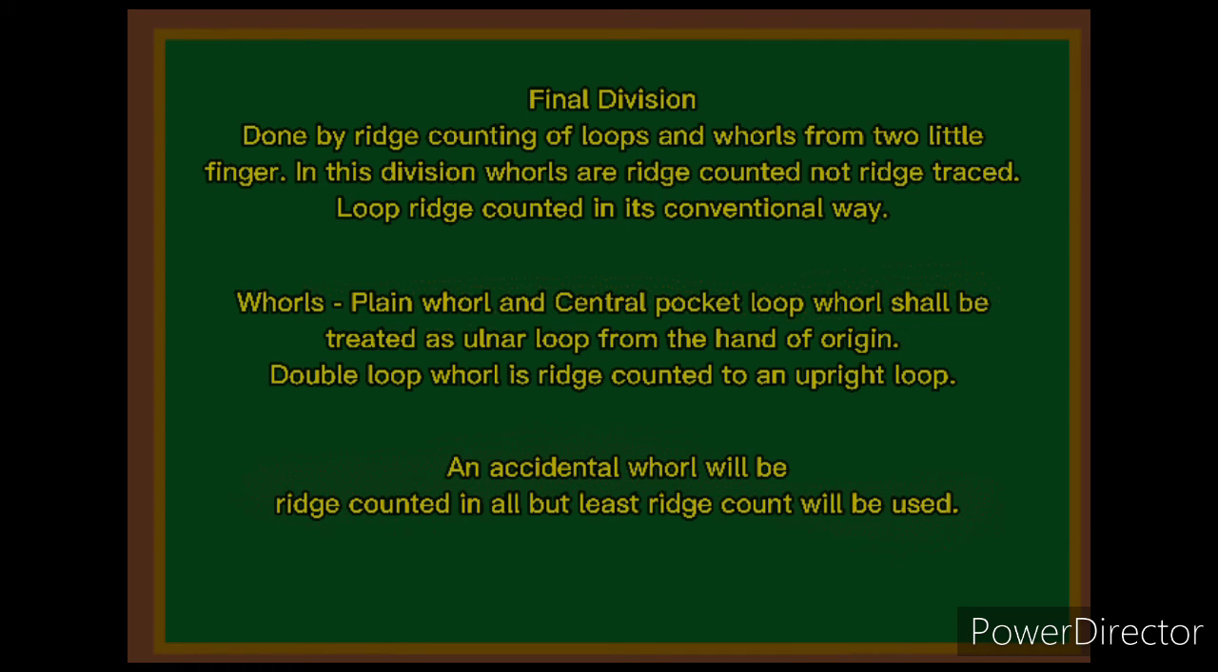Final division is done by ridge counting of whorls from the 2 little fingers, not ridge tracing. As explained, if the left hand use right delta and if the right hand use left delta, it is like vice versa. Double loop whorl is counted as an upright loop. If an accidental whorl has 2 or more patterns, you will choose the least ridges and you will use it.